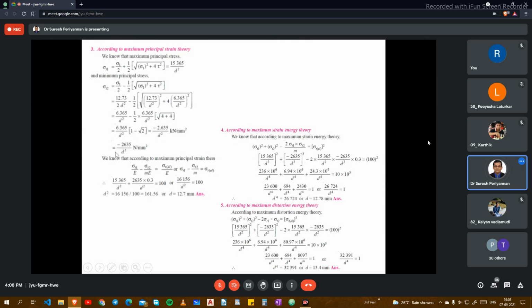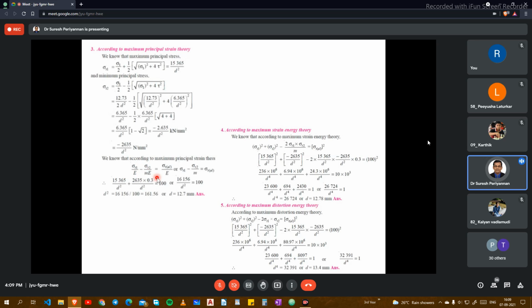get the maximum principal stress in terms of d squared, and minimum principal stress in terms of d squared with a negative sign. Then you apply the maximum principal strain theory we discussed earlier in the formula. In the beginning of the class: sigma 1 divided by E minus 1 by mu into sigma 2 divided by E.